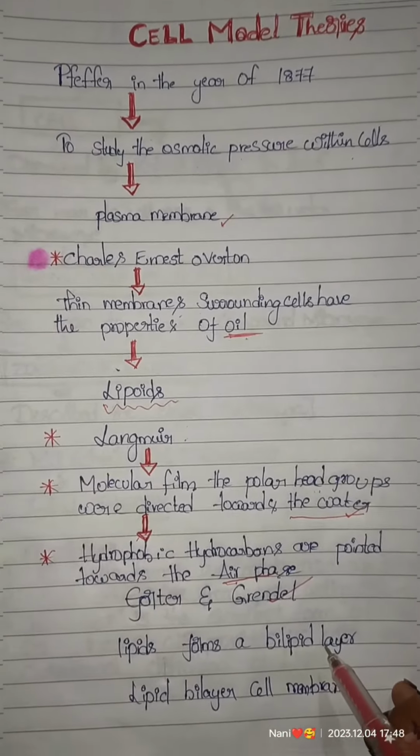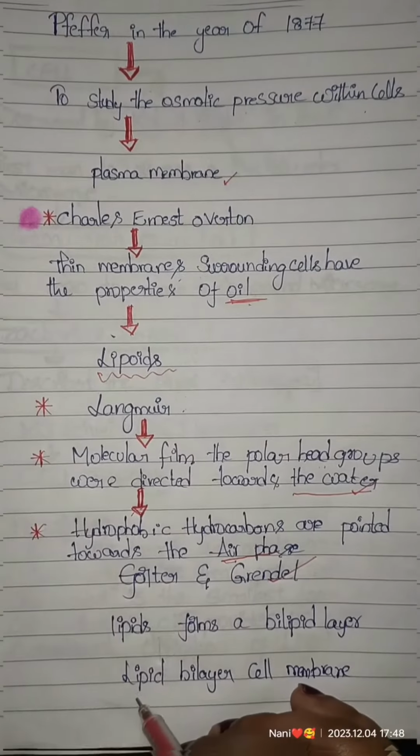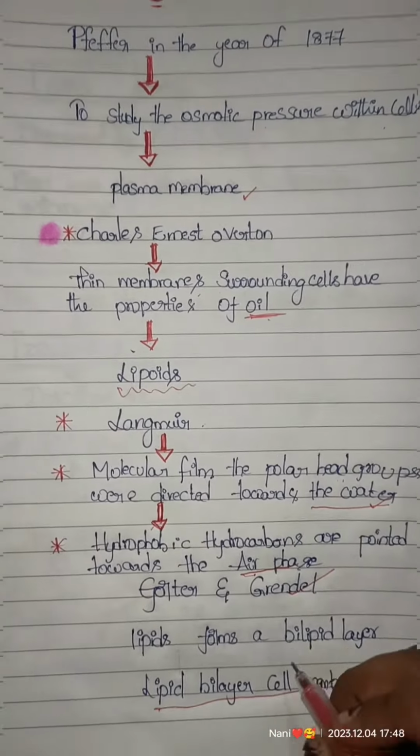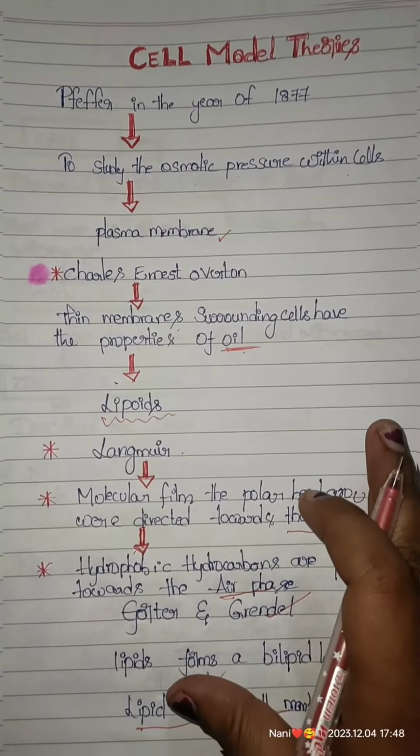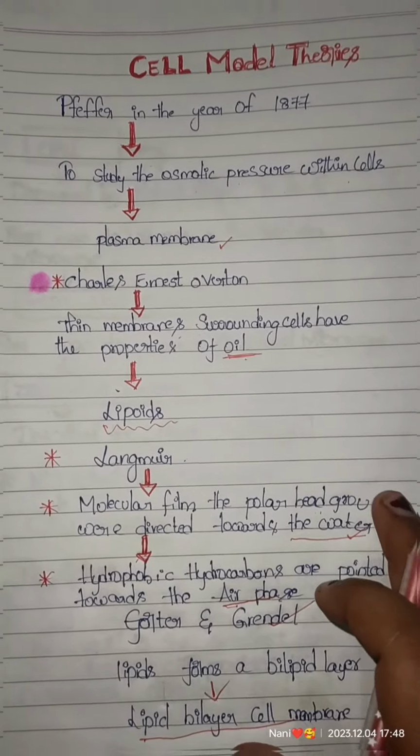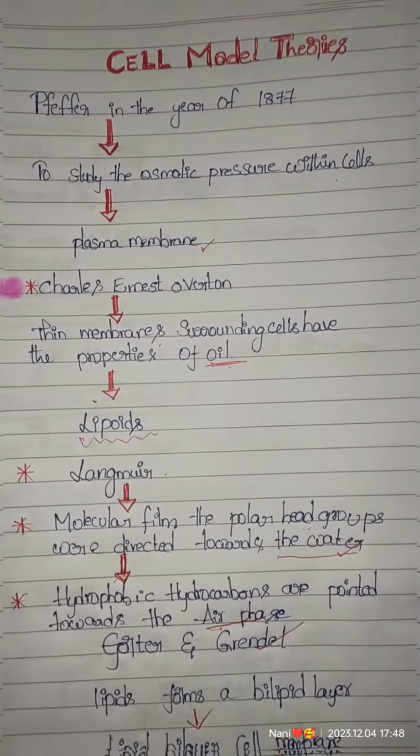And then another pair of scientists, Gorter and Grendel, proposed that lipids will form a bilipid layer, and they proposed the lipid bilayer cell membrane theory. And these are a few types of the cell model theories described by various scientists.